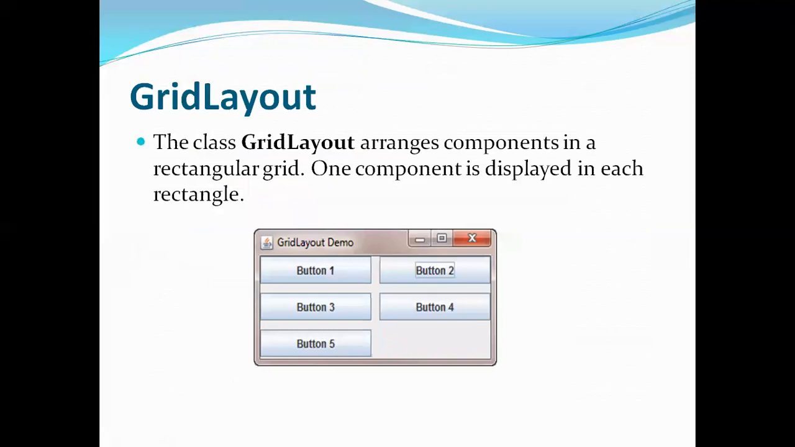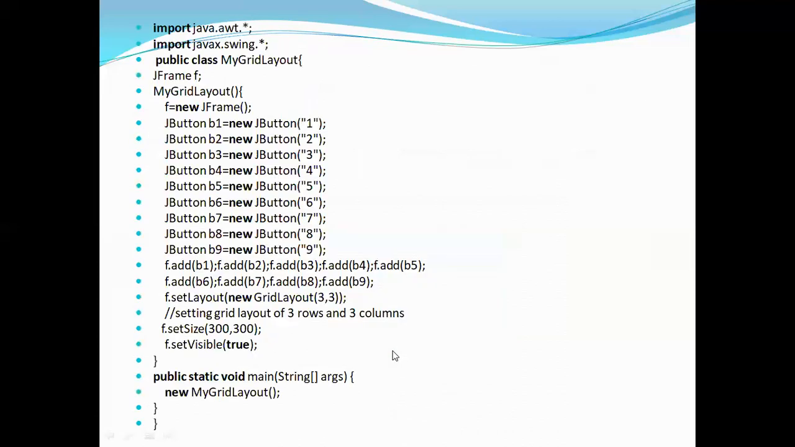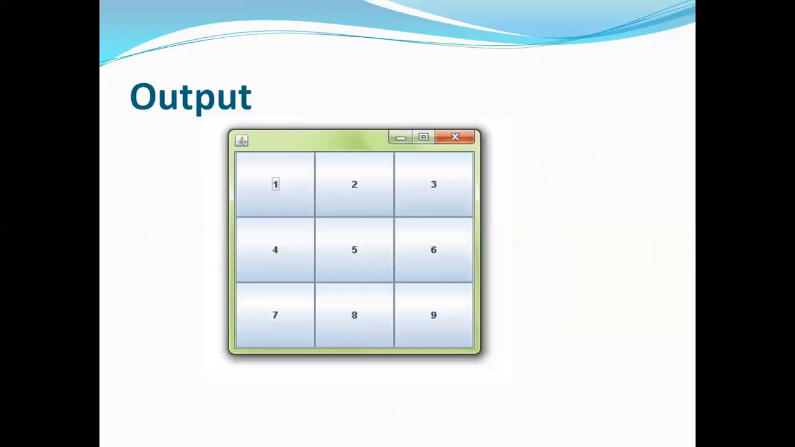Now let's see the grid layout. Grid layout will arrange the components in the form of a rectangular grid which will have some number of rows and columns, and each grid area will display only one component. Just observe this window here. It has 3 rows by 2 columns, and in each area you have only one button. So this is grid layout. Now let's see one small example. Before going to the example, let's see the output here.